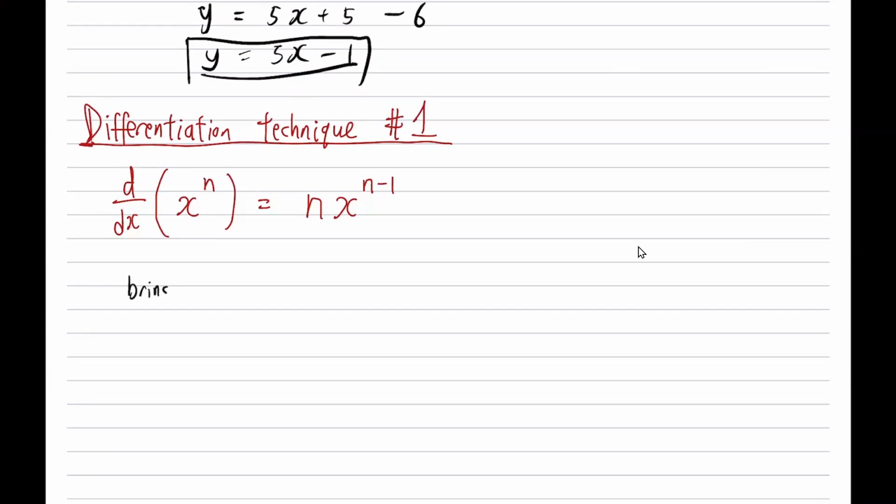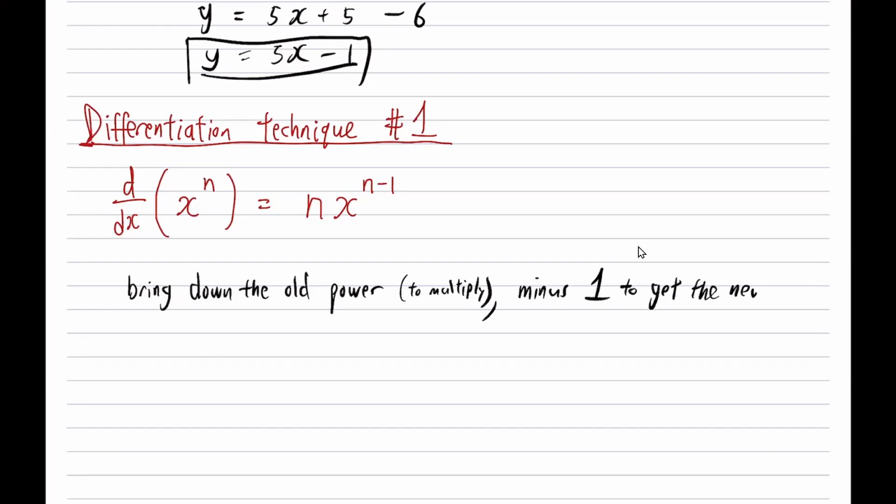I remember it like this: bring down the old power, multiply, minus 1 to get the new. Bring down the old power, minus 1 to get the new. You must repeat this until you wake up in the middle of the night and somebody tells you differentiate x power n. Bring down old power, minus 1 to get the new. No hesitation. Yeah, you go and repeat it.